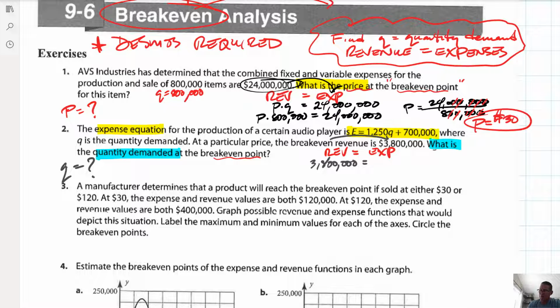We don't know the expenses, but we do know the expense equation. It's 1,250Q plus 700,000. So what we want to do is solve for Q. Excuse me, not P, it's Q. This is in terms of Q, not P, so we've got to find Q. Let's subtract 700,000. You can do this in your head. And so you get 3,100,000 is equal to 1250Q.